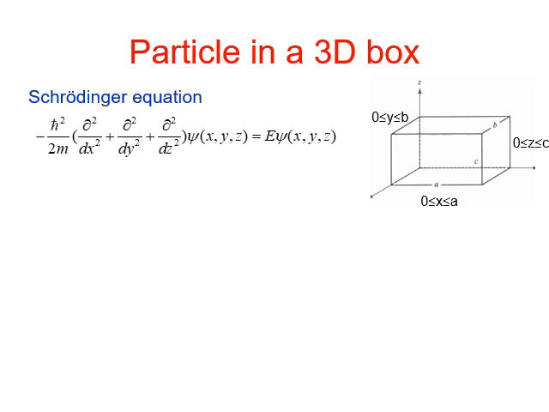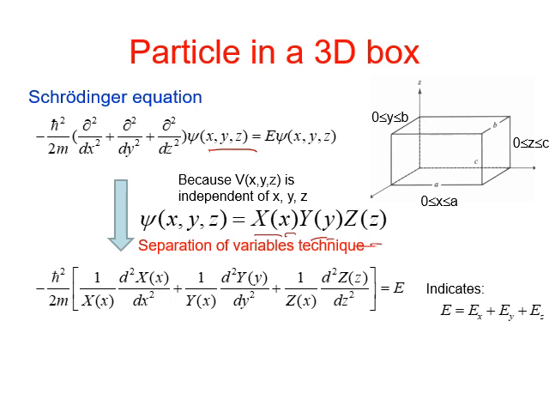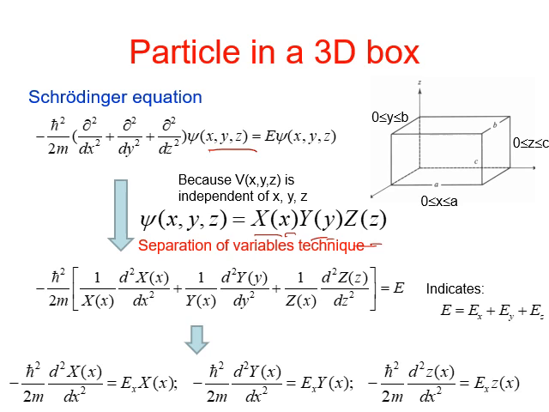First, let's look at a free particle in a three-dimensional box instead of a one-dimensional box. The wave function now includes three variables. Here is the Schrödinger equation for the free particle in a three-dimensional box. The wave function can be written as a product of three individual wave functions, each of them having one variable, x, y, z. And the Schrödinger equation can be separated into three individual Schrödinger equations.